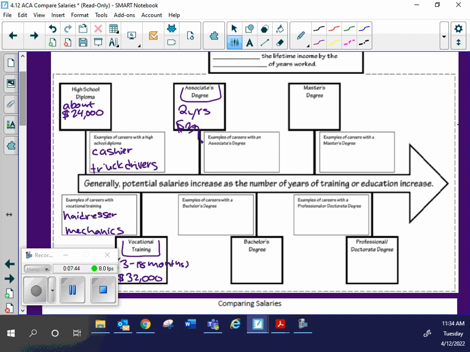Lukman. What about a PhD? PhD is that next and last level. That's the highest level.